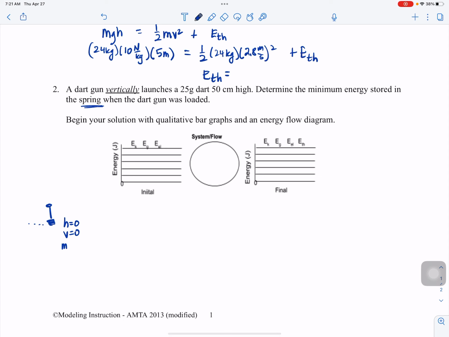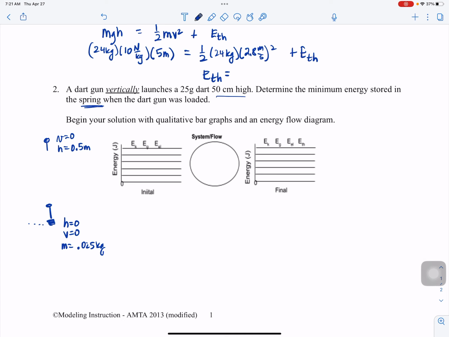I know that m is equal to 0.025 kilograms because I need to convert to kilograms. And then my final situation, my dart is up here, 50 centimeters high is the top. Once it reaches the top, the velocity is 0. And I know that h is 0.5 meters because, again, I need to convert to standard units of kilograms and meters. That didn't actually earn you any points, but it helps you figure out what we're doing.